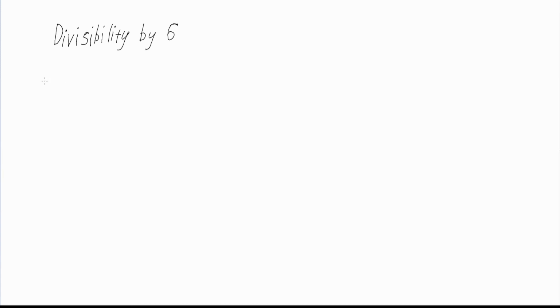Divisibility by 6 is almost the same as for 9 and 3. But this time a number needs to be even, and the sum of its digits must be a multiple of 3.